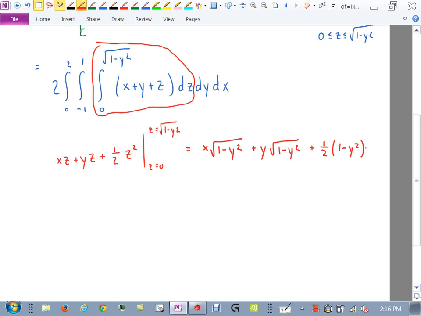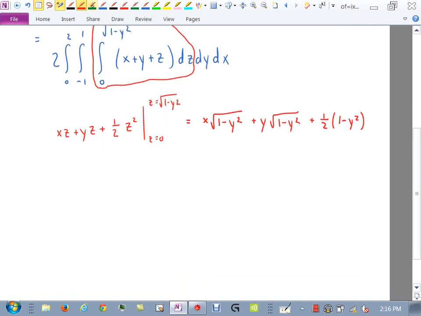Now I'm going to integrate that with respect to y, right? So let me work on this part of it now. I'll change colors just to show you. I'm going to go from -1 to 1. I'm trying to integrate x square root 1 minus y squared plus y square root 1 minus y squared, and then plus 1/2 minus 1/2 y squared dy.